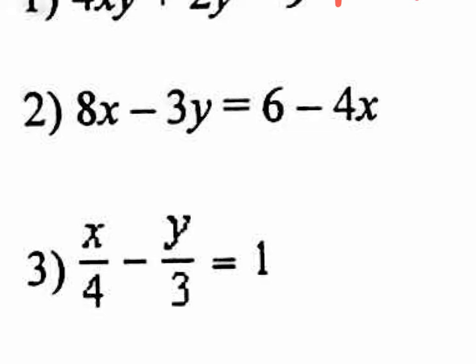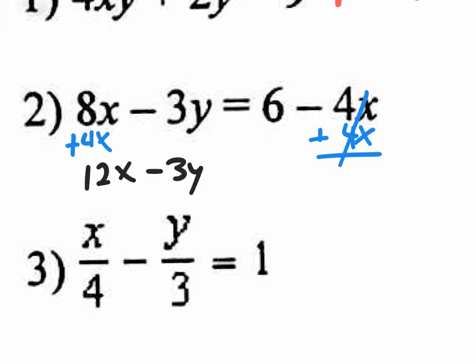You want capital AX. So we already have an X right here, but we also have an X over here. So let's get rid of that minus 4X by going plus 4X to both sides. Plus 4X. So our new equation is going to be 12X minus 3Y equals 6. And that is standard form.